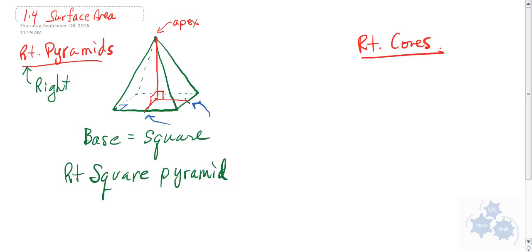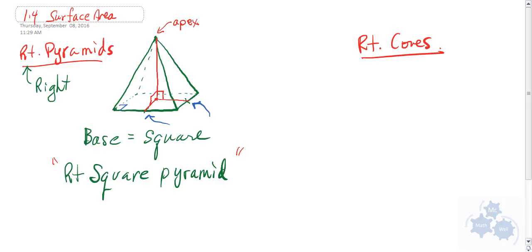Okay, so see how it's starting to look three-dimensional now? Okay? That's a right square pyramid. Questions?